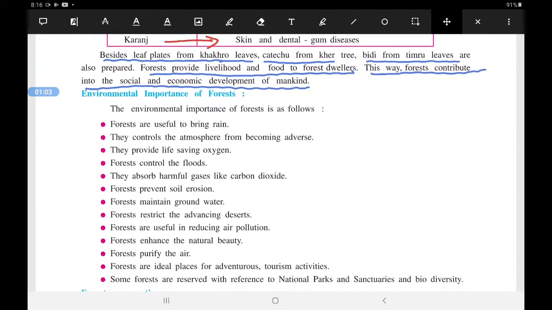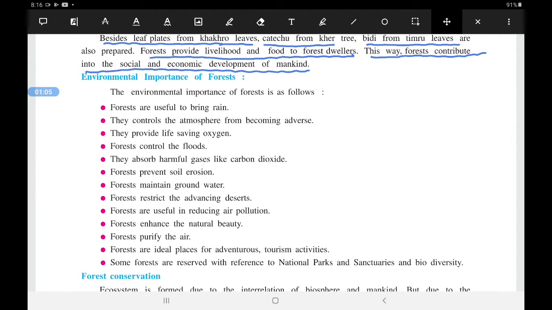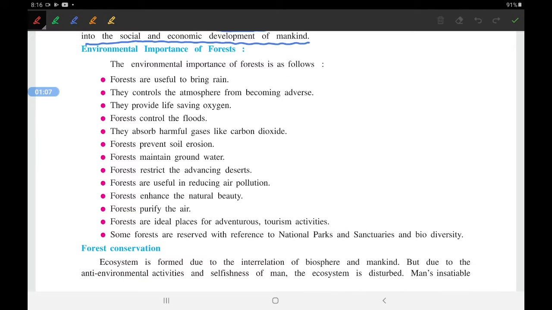Today we'll see the importance of forests, or the environmental importance of our forests. Okay, so let us start. The environmental importance of forests is as follows. First, forests are useful in bringing rain. We know about this. They are very important for rain. The more the forest, the more rainfall is available in those areas.